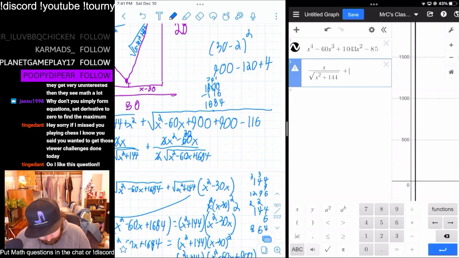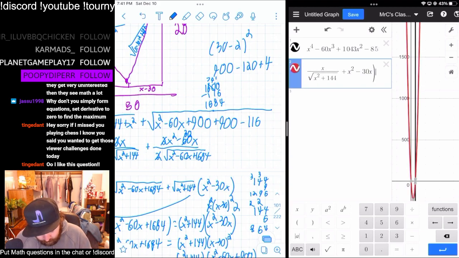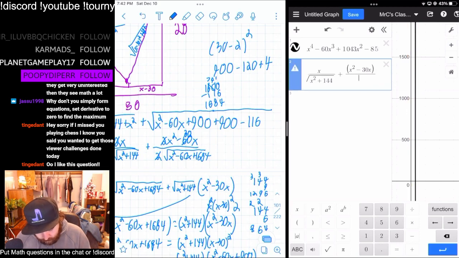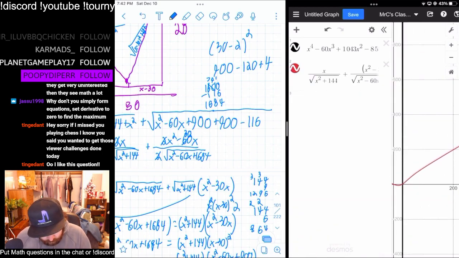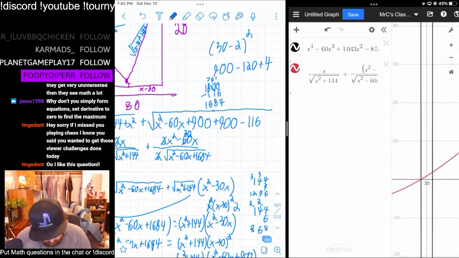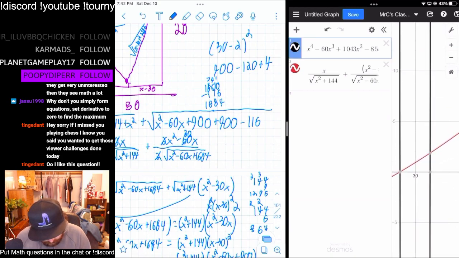x squared minus 30x divided by the square root of x squared minus 60x plus 1684. Whoa.